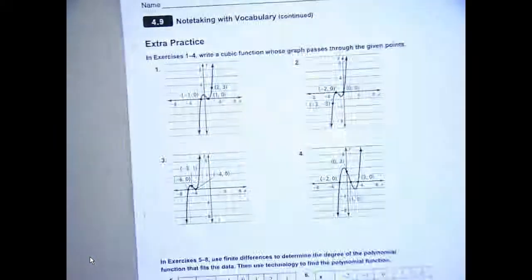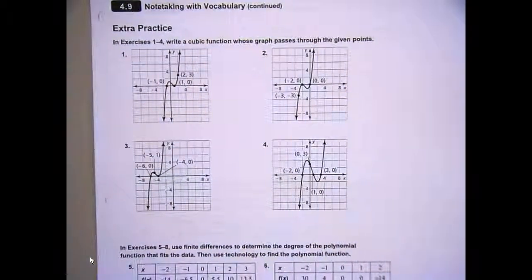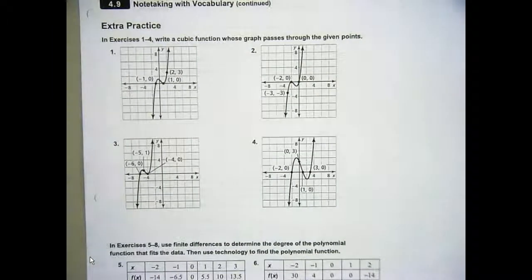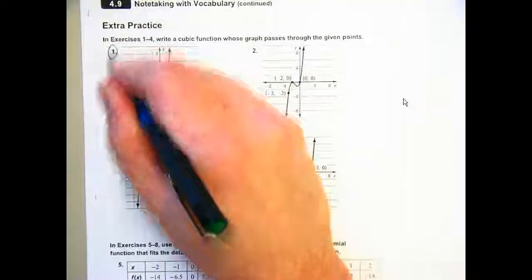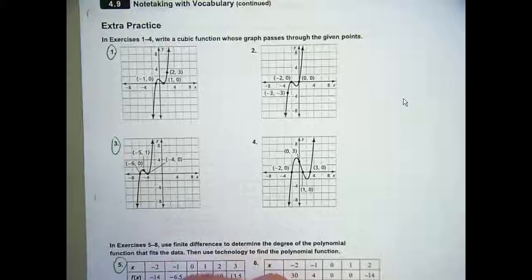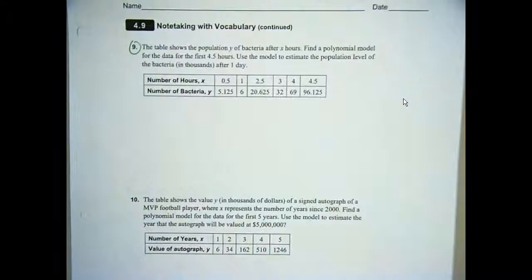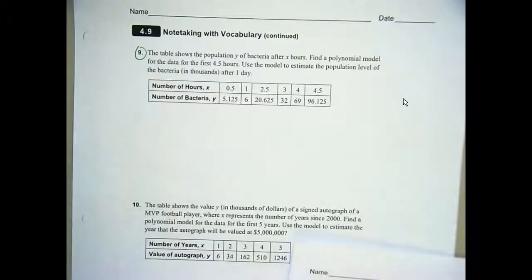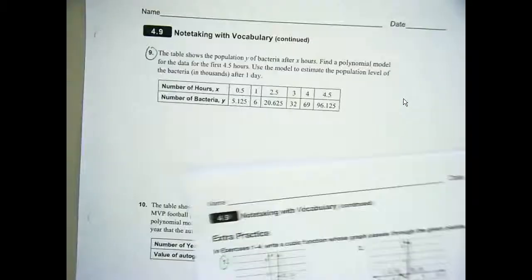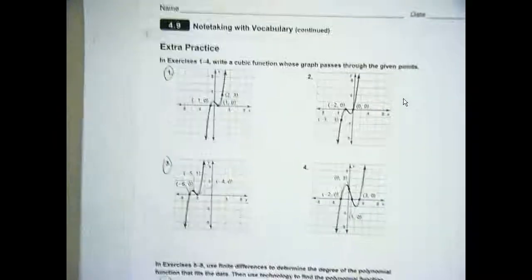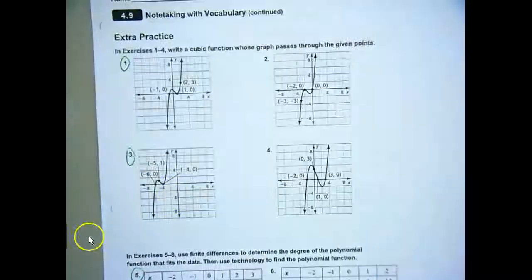Hey, guys, your assignment is 120 and 121. I want you to do problems 1, 3, 5, 7, 9, and then why don't we hold off on 10 until tomorrow? Okay? 1, 3, 5, 7, and 9. So that's kind of an odd group of numbers, but that's okay. We'll go with those.